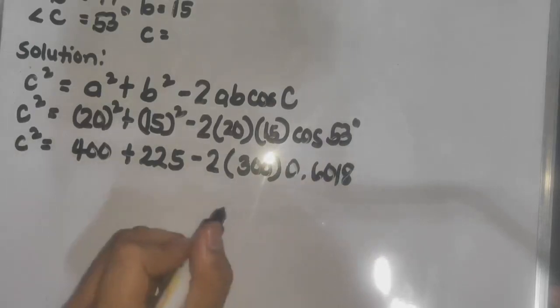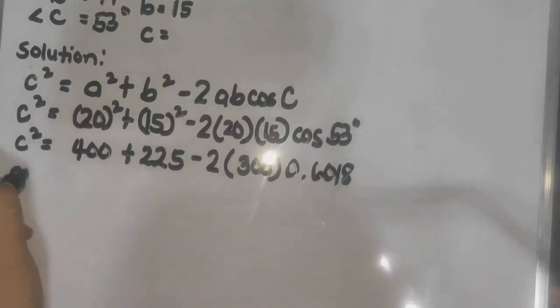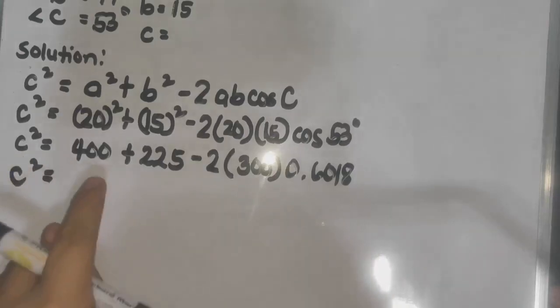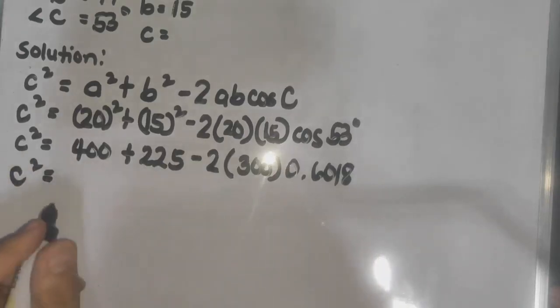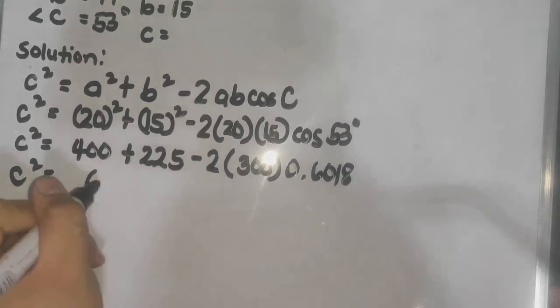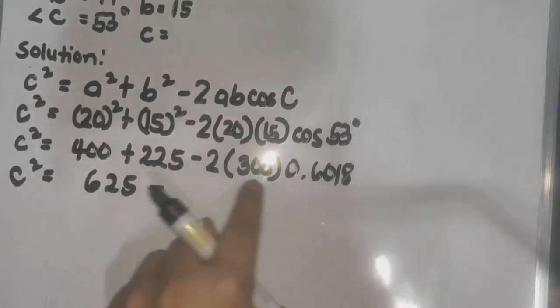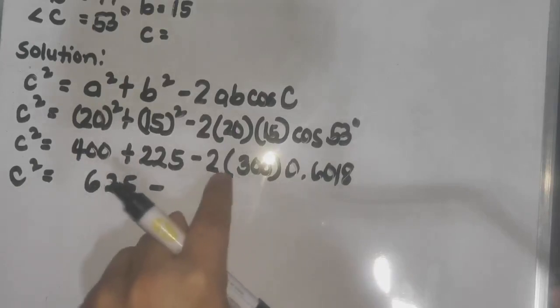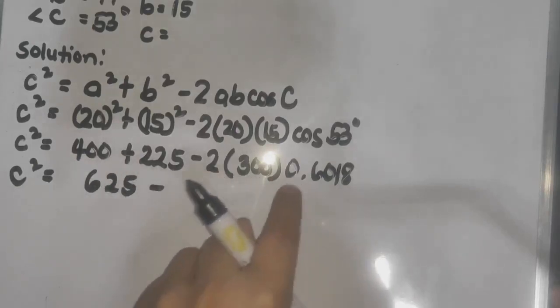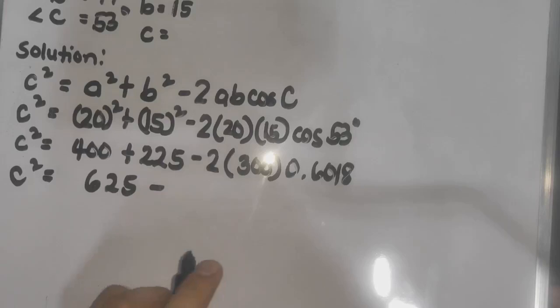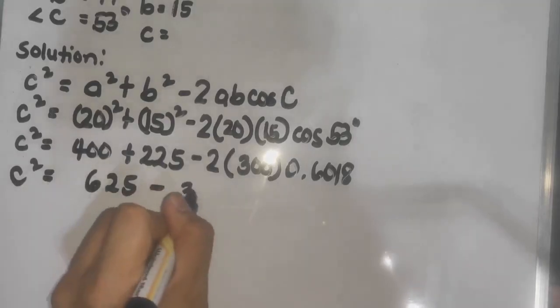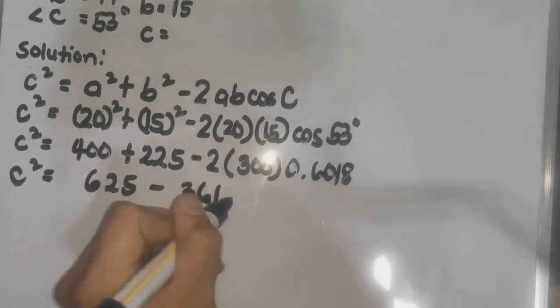Then, i-add, saka tayo magsusubtract. So, C squared is equal to 400 plus 225 is 625 minus, multiply na natin yung tatlong nandito sa right side. So, 2 times 300 times 0.6018. The answer is 361.08.